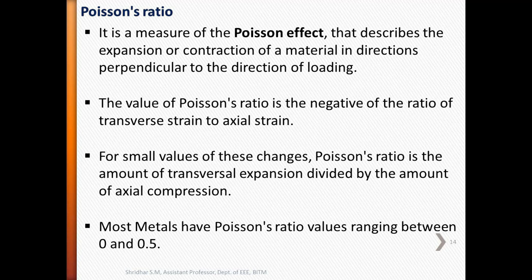Most metals have Poisson's ratio values ranging between 0 and 0.5.